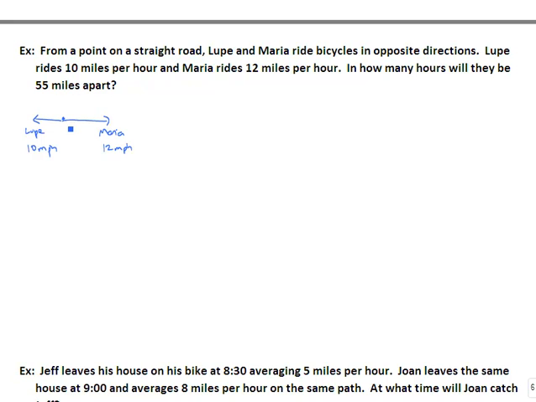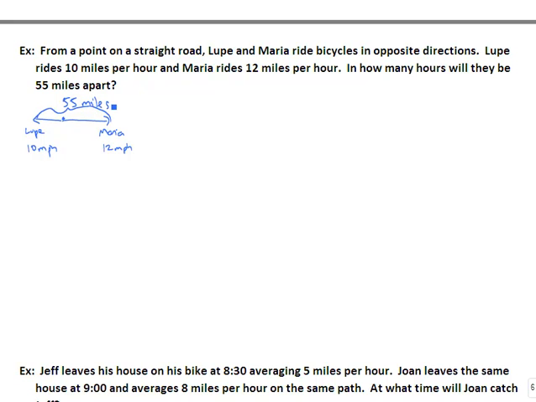We're told that Lupe rides 10 miles per hour, that's a rate, and Maria goes 12 miles per hour. I wrote her arrow a little bit longer because she's going a little faster, so she's going to be traveling farther than Lupe will be. And the question is, in how many hours will they be 55 miles apart? So we want this total distance to be 55 miles.